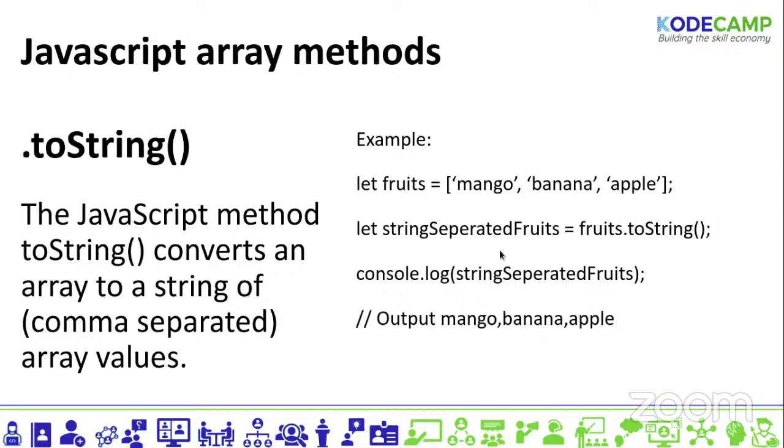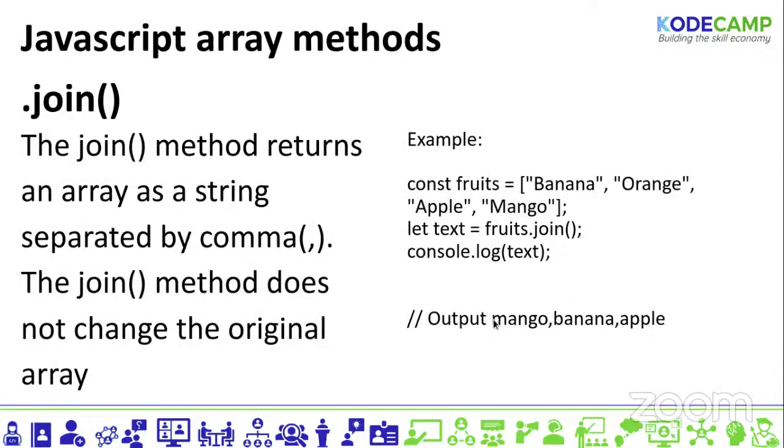So now this fruits.toString doesn't affect the normal fruits. If you try to output fruits, it will still remain an array. But when you output this string separated fruits, it will output mango, banana, and apple together.